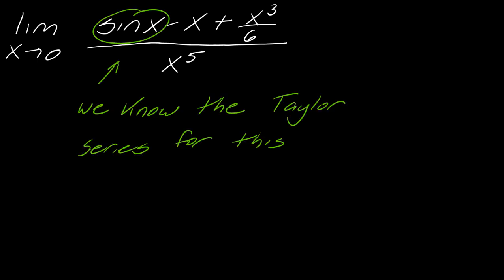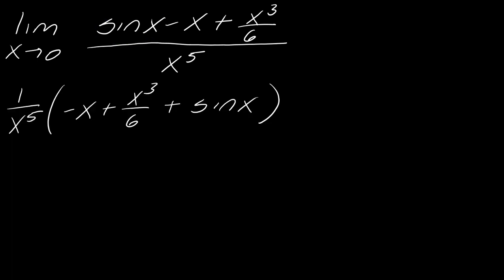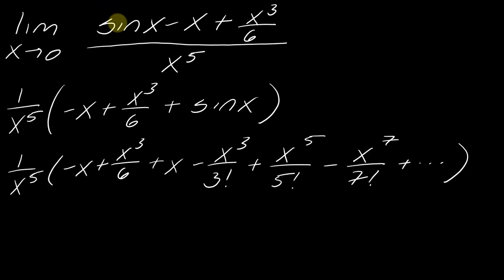So specifically, I look at this and I think, okay, I know the Taylor series for sine of x. So what I can do is rearrange this limit. I'm going to bring that 1 over x to the 5th out, and I'm just going to rearrange this because I'm going to take the Taylor series of sine of x and put it at the end. So I've got negative x plus x to the 3rd over 6 and then this. And now I'm going to replace sine of x with its Taylor series and see what happens.